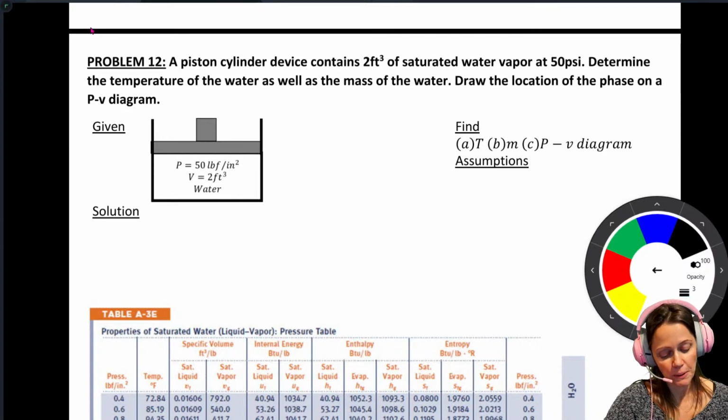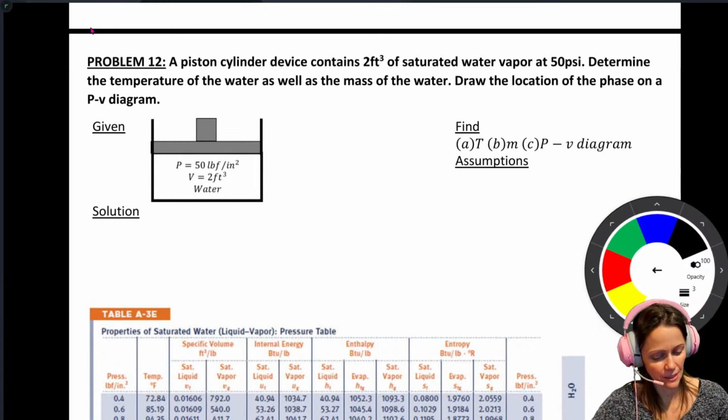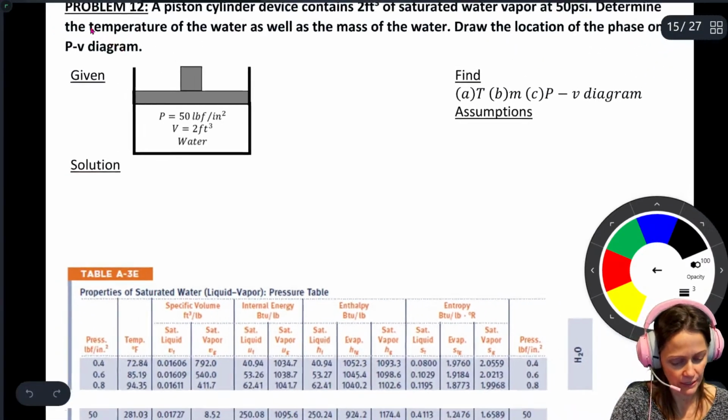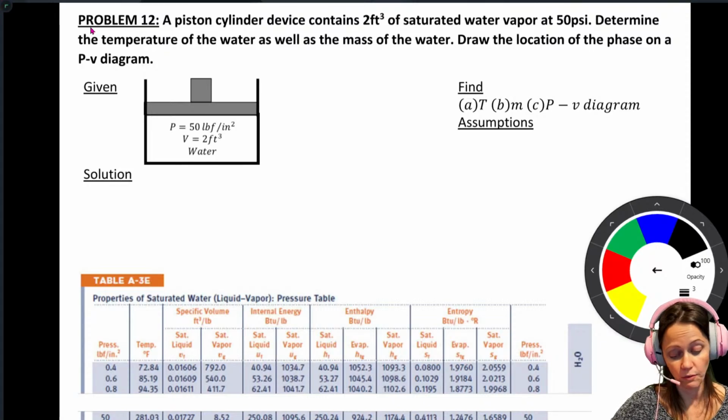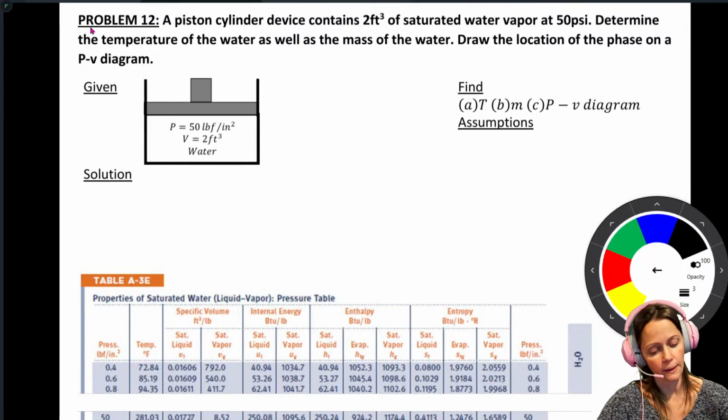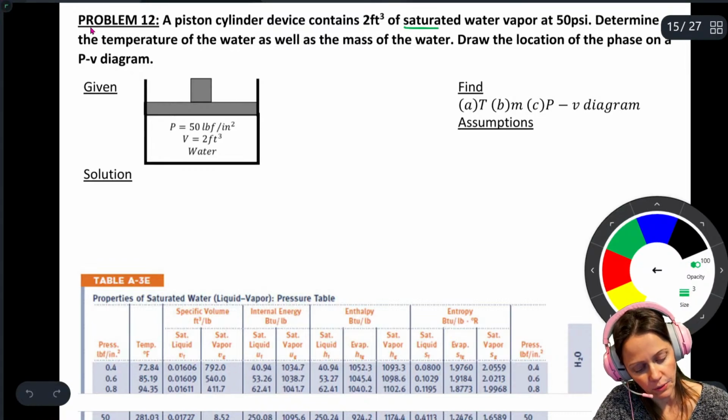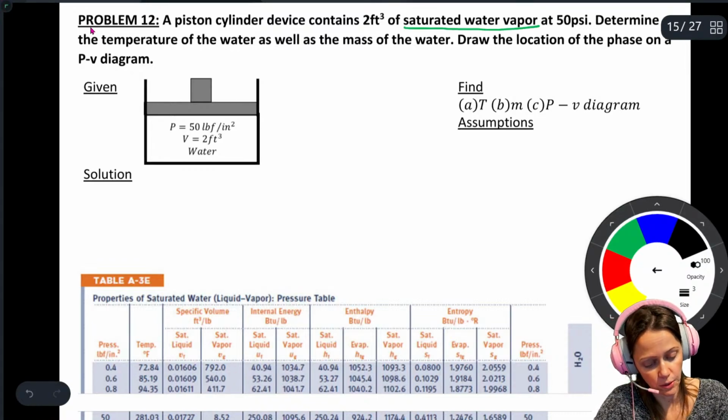All right, so we have a piston cylinder device. Contains 2 feet cubed of saturated water vapor at 50 psi. So I've got a drawing of a piston cylinder. I've got the fact that the pressure is 50 psi. They've also given me the volume. They've also told me that it's water. The only thing that I kind of neglected to even write on there was that it's saturated water vapor.